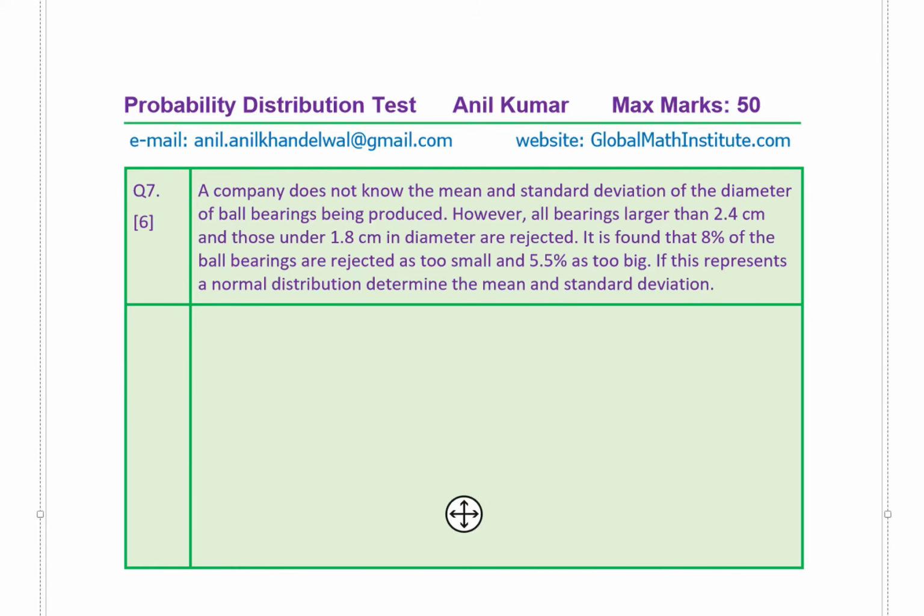Question number 7. A company does not know the mean and standard deviation of the diameter of a ball bearing being produced. However, all bearings larger than 2.4 centimeters and those under 1.8 centimeters in diameter are rejected. It is found that 8% of the ball bearings are rejected as too small and 5.5% as too big. If this represents a normal distribution, determine the mean and the standard deviation. This is a 6-mark question.